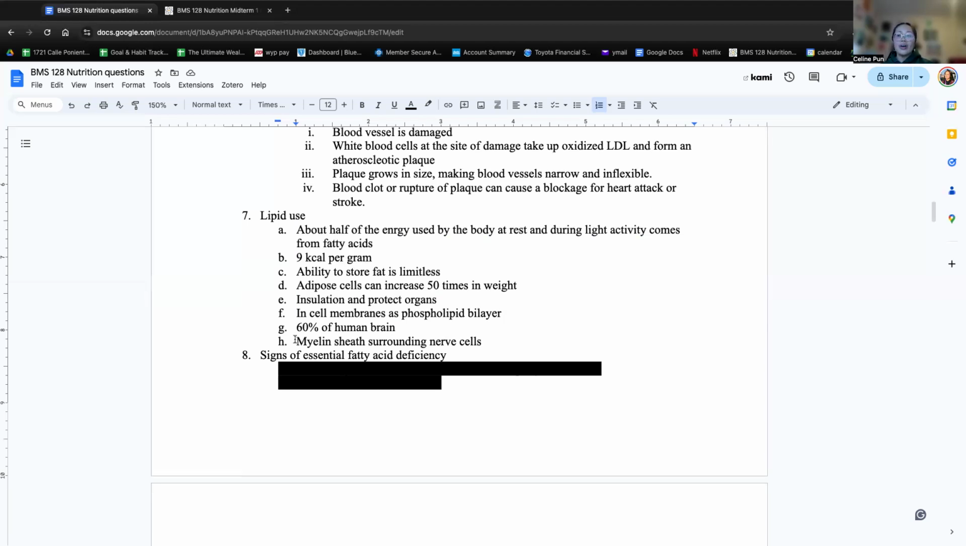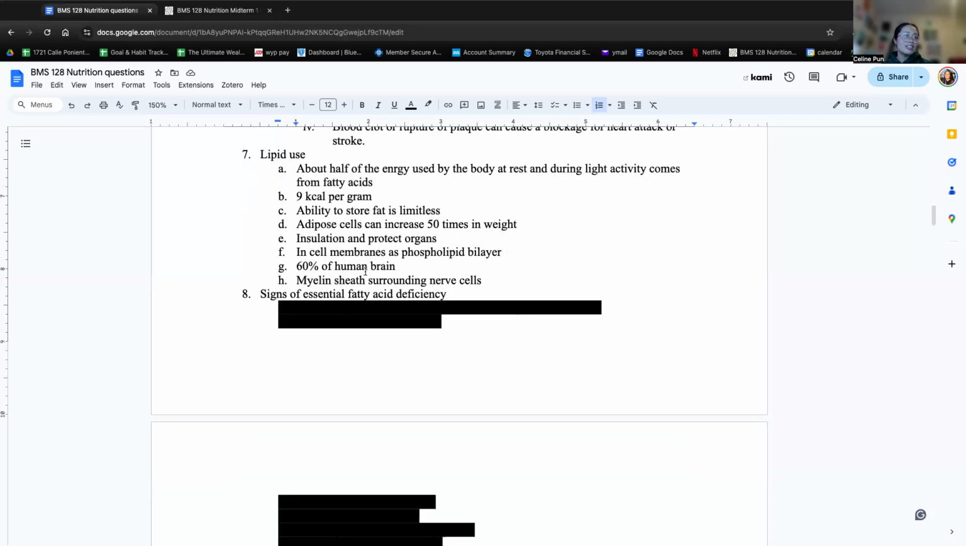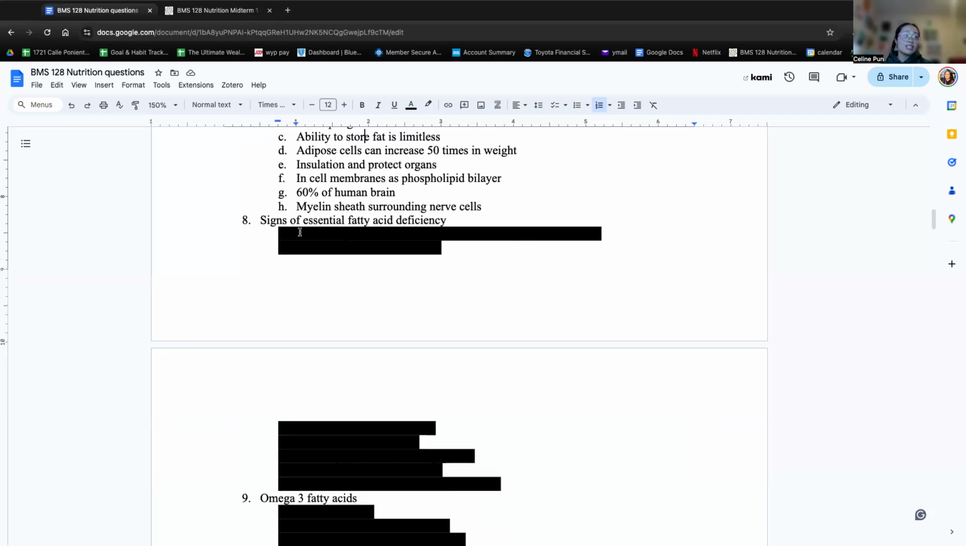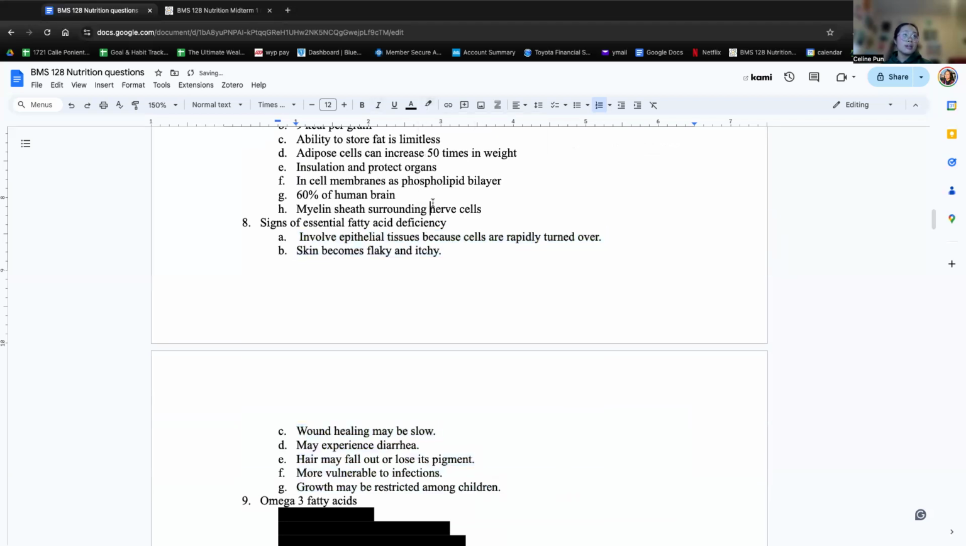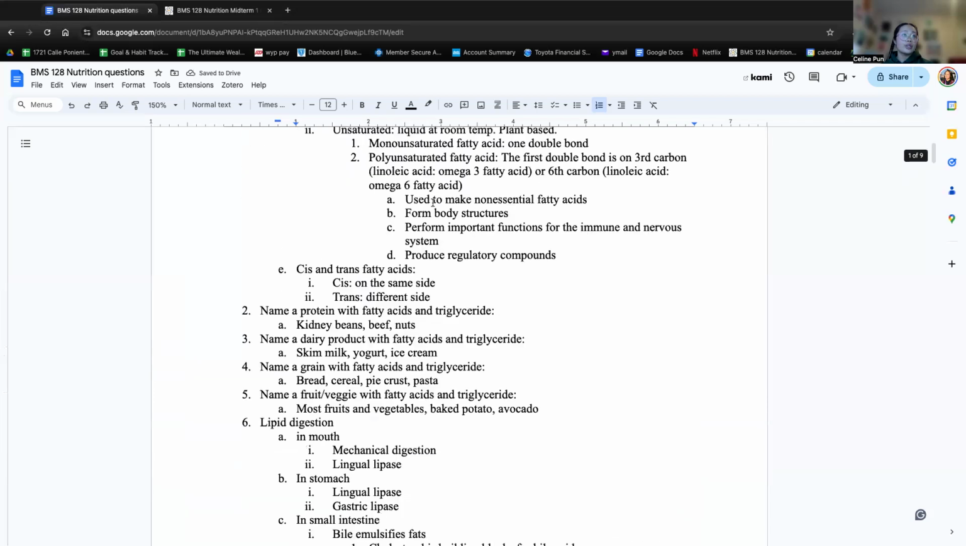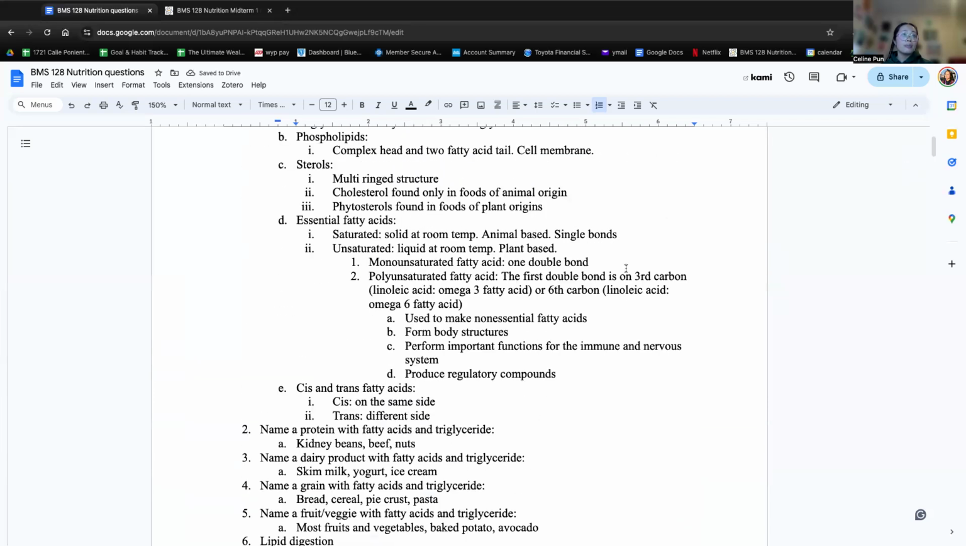Myelin sheath is also lipid based and it surrounds our nerve cells and helps keep them insulated so they can move faster, but not all nerves are covered in myelin sheath. Okay. Signs of essential acid deficiency. There are two essential acids that were talked about in class, omega-6 and omega-3. You remember? The only difference is the carbon it's on.